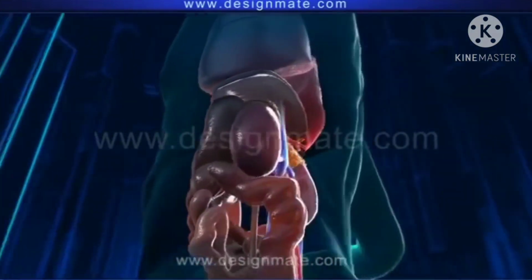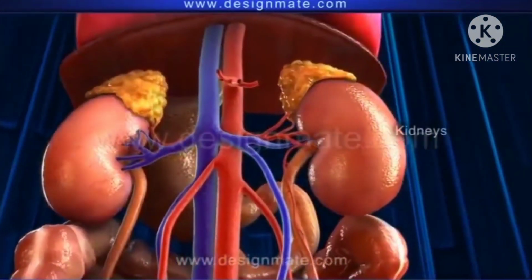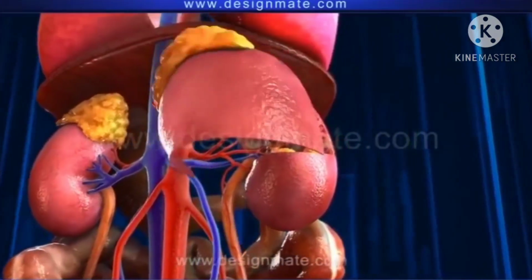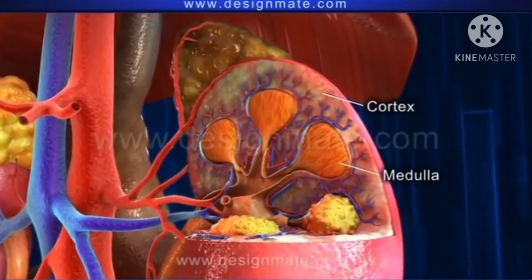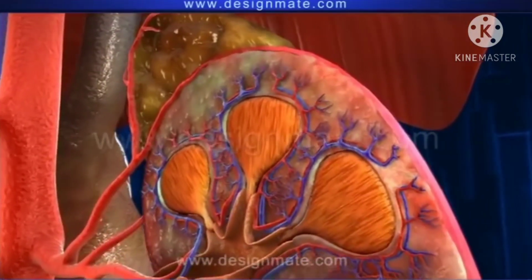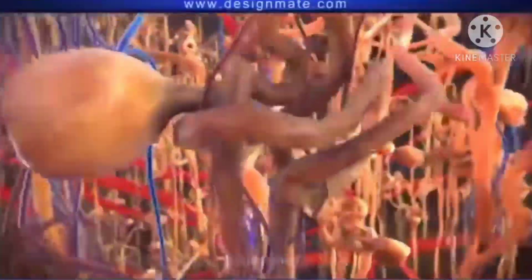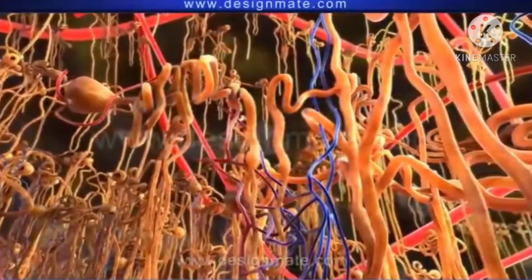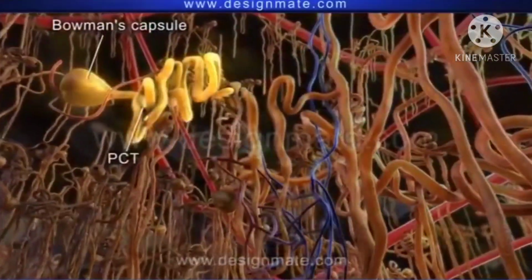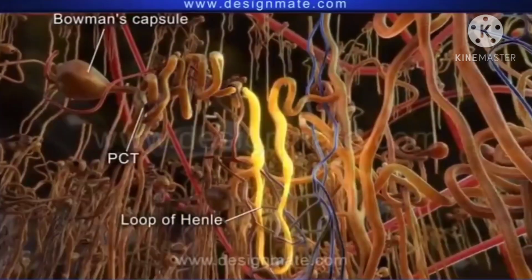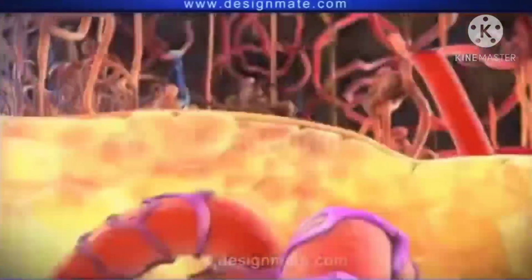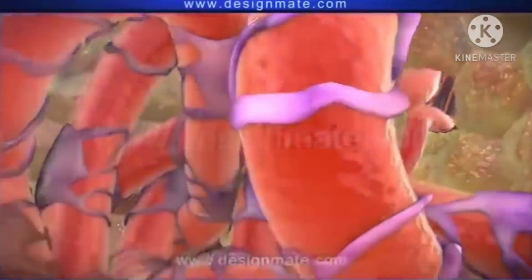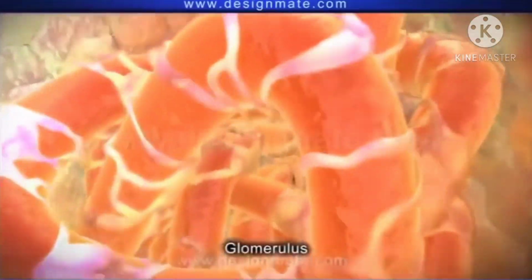The excretory system in human beings consists of a pair of kidneys. The longitudinal section of the kidney shows two prominent regions, a cortex and a medulla. Inside the kidney, we observe numerous nephrons. Each nephron has a Bowman's capsule, a proximal convoluted tubule, a loop of Henle, and a distal convoluted tubule that leads to a collecting duct. In the cavity of the Bowman's capsule, there is a bundle of capillaries known as the glomerulus.